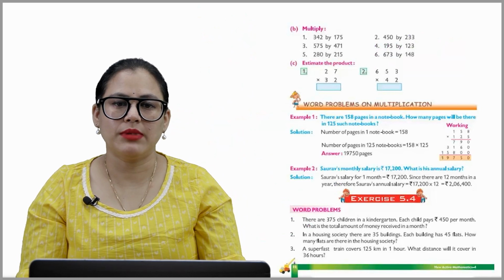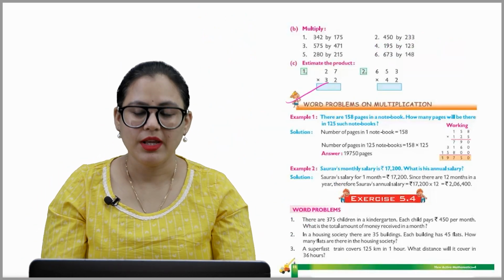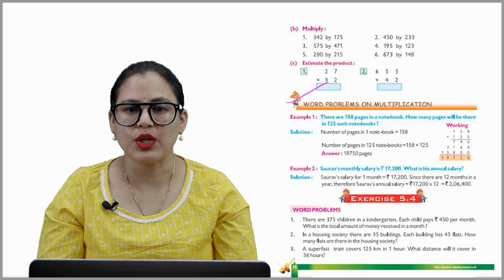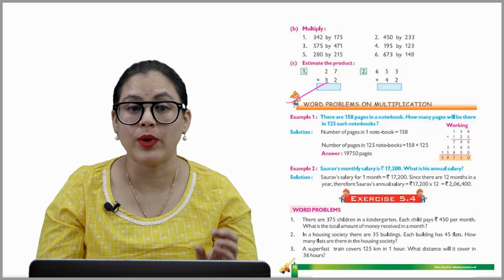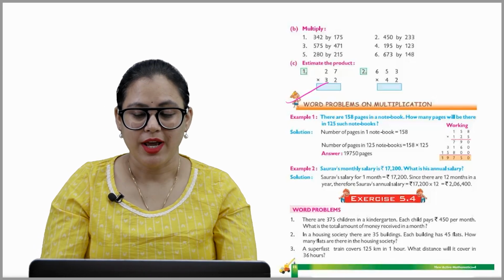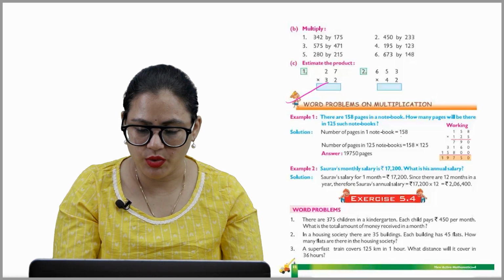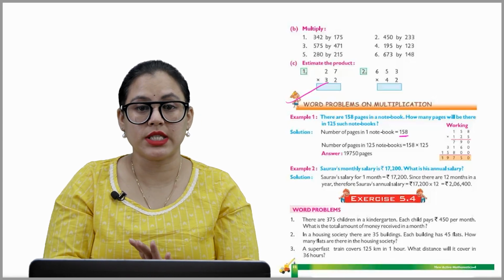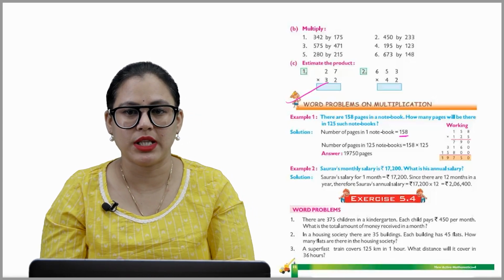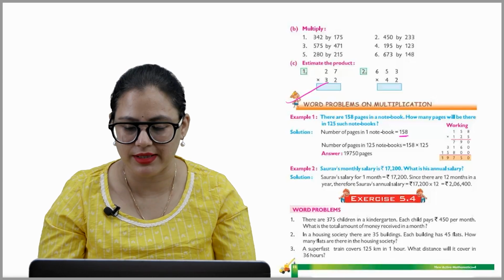Word problems on multiplication. There are 158 pages in a notebook. How many pages will be there in 125 such books? Okay. You know the number of pages in one book and you have to find the number of pages in 125 notebooks. Then in this case, you will multiply these two numbers.